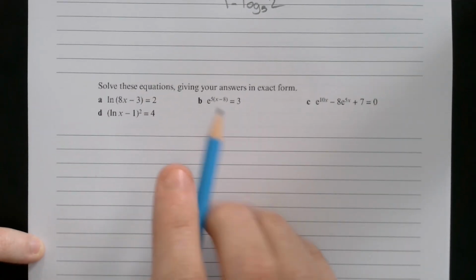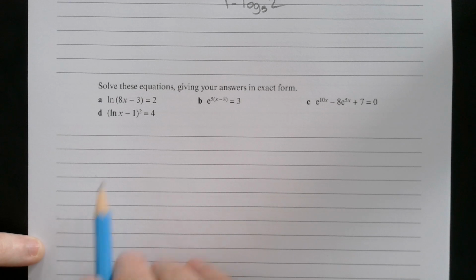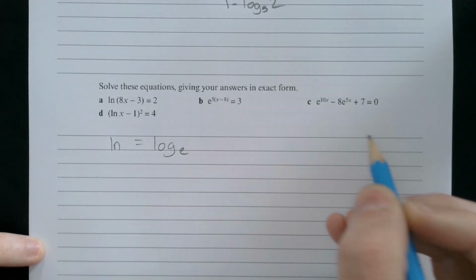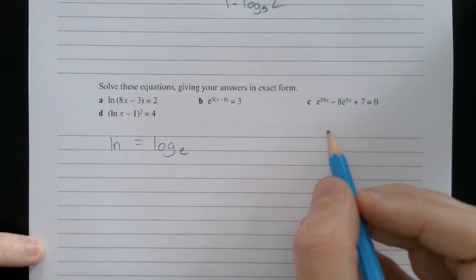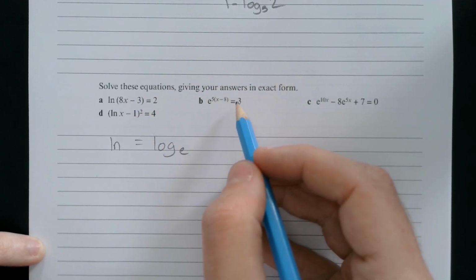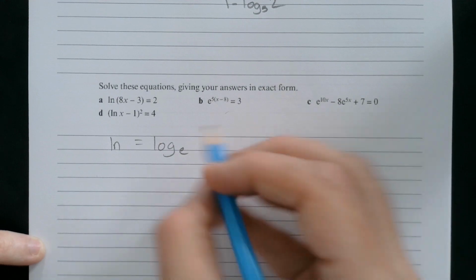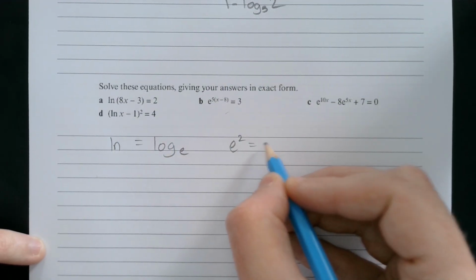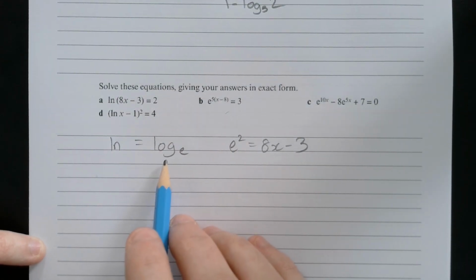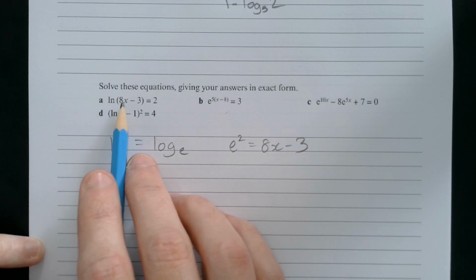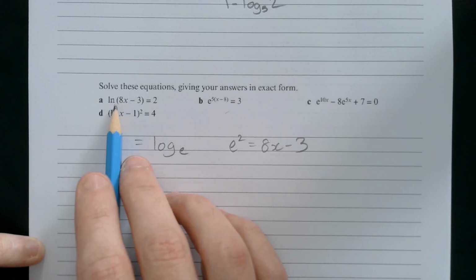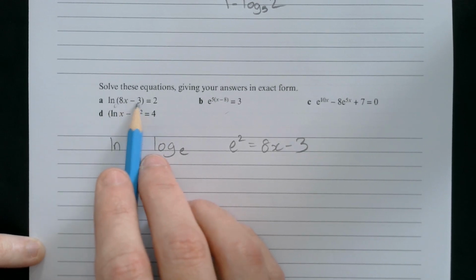The only thing that's new here is ln and e. So ln is the same as the logarithm as base e. So if you want to solve this equation, all you would do is do e to the power of 2 equals ax minus 3. It's the same as before. You've got a single log of something equals a number. So the power is 2, the base is e in this case, and then that's the answer.